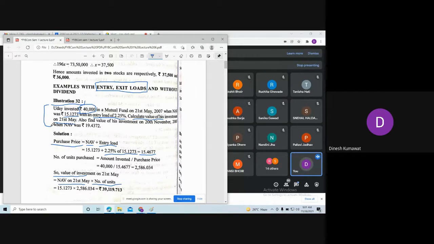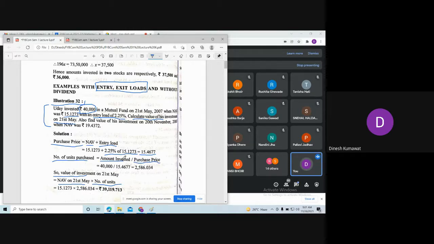Yes. Do we have number of units in our problem? No, sir. Which means what? Now our aim is to calculate the number of units. So we have the formula for calculating the number of units, that is number of units purchased is nothing but amount invested divided by the purchase price.